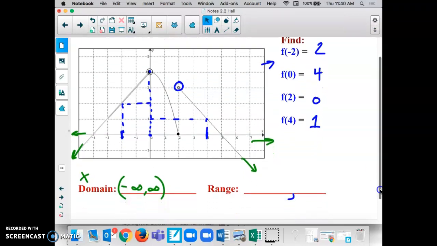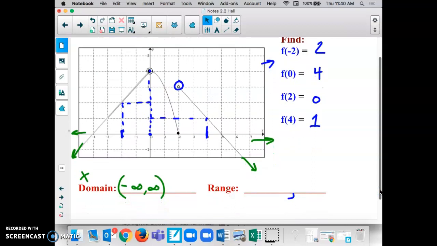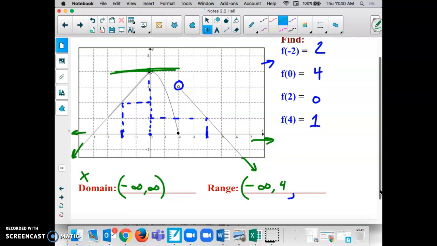For the range, a little bit different. The range does go down forever, and then it goes up and stops at 4. Let me just point that out on the graph. It is done right there at 4. All right, so the range will be negative infinity to 4. And it's a bracket at 4 because it actually includes it. Now I want you to think about that for domain and interval notation. We always think about it going from left to right. Range is always bottom to top. It's very important. All right, bottom to top.